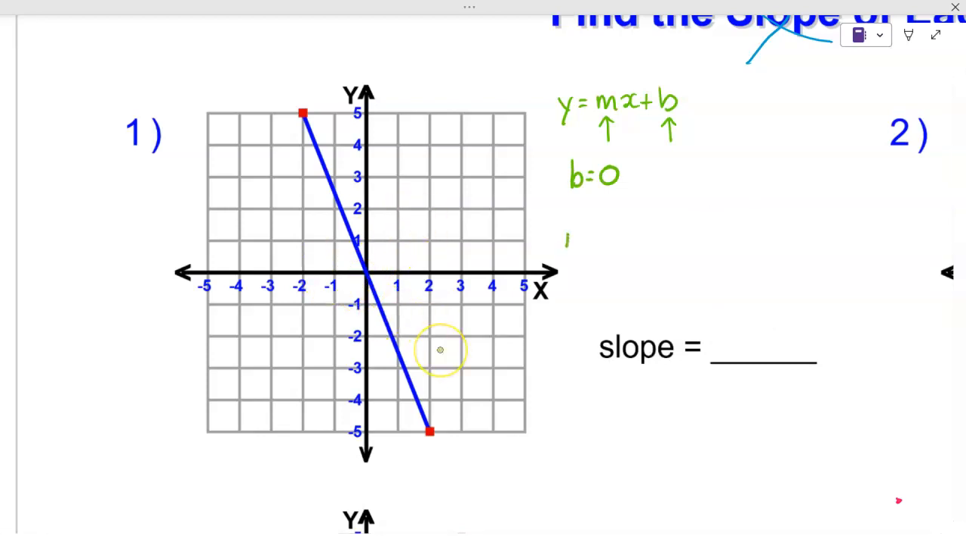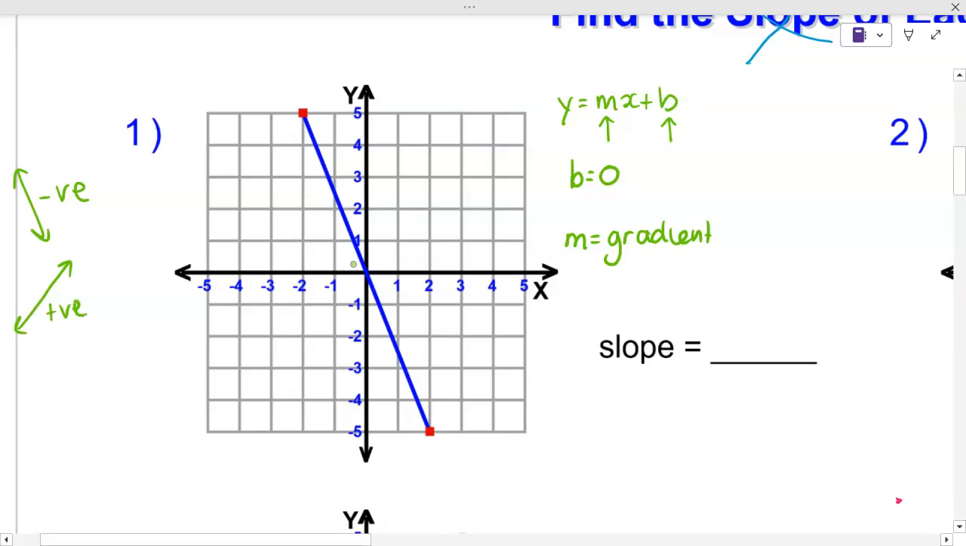Now m. m is the gradient or the slope. That is how steep that line is. When a line slopes in this direction, we're going to have a negative value for our gradient, and when a line slopes in this direction, we're going to have a positive gradient. That is always the case. So it's a negative sloping line, and the values we find will calculate that.